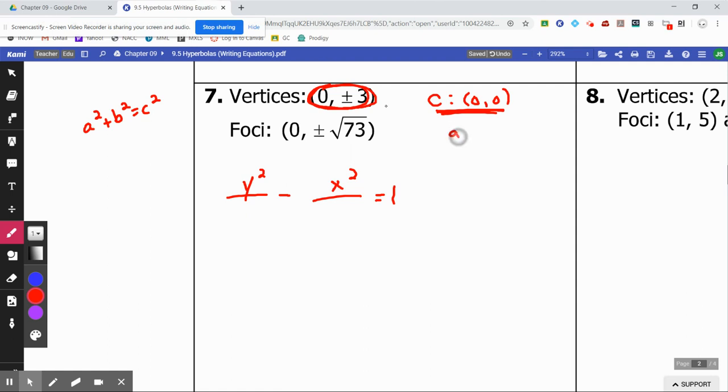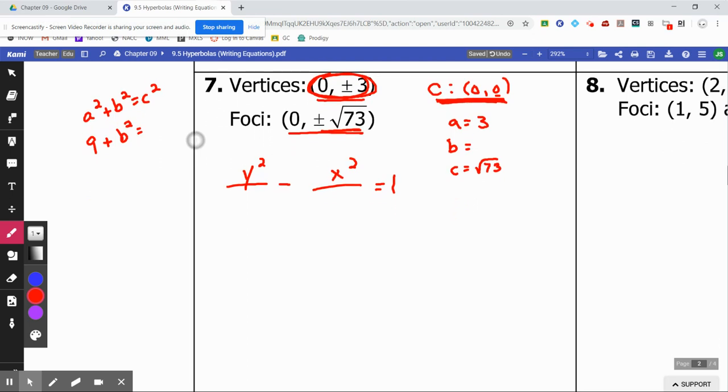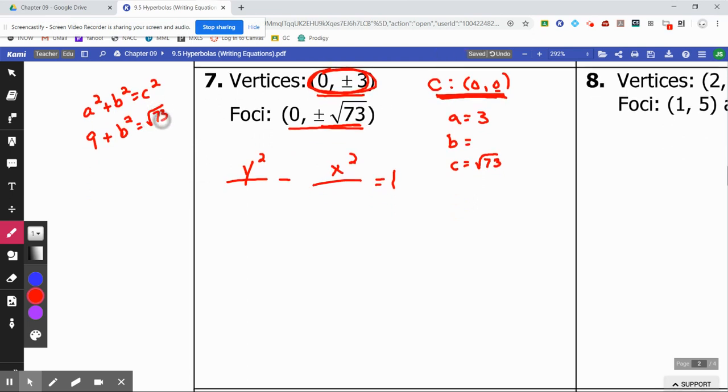Our a value is the distance from the center to the vertex, which is 3. Our b value, we don't know. However, we do have a c value. C value is the distance from the center to a focus. Plus and minus root 73, the distance from 0 to root 73 is root 73. So therefore, we're going to use those 2 values. Come over here and plug them in. 3 squared plus b squared is equal to the square root of 73 squared. Now, reminder that when you square a square root, it simply removes the root. So therefore, let's take the root away.